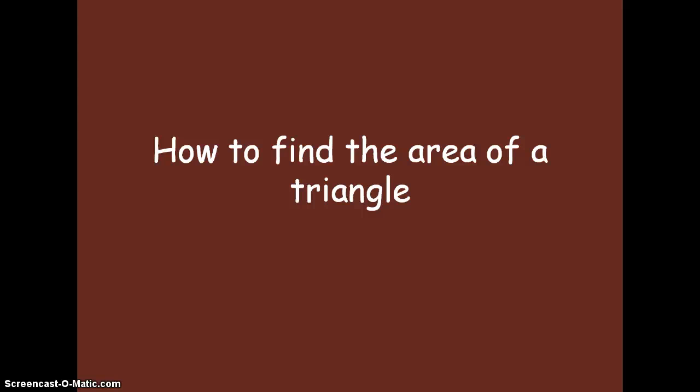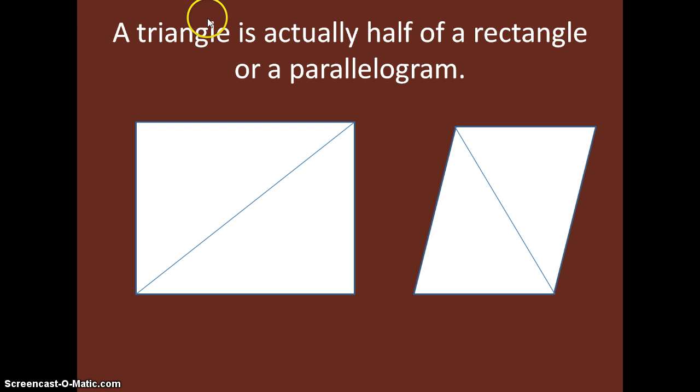The purpose of this video is to explain and demonstrate how to find the area of a triangle. Now, a triangle is actually half of a rectangle or a parallelogram. If you look at this rectangle here, just by drawing a diagonal line like this, I was able to create two right triangles. I could put a little block here to show this is 90 degrees and a little block here to show this is 90 degrees.